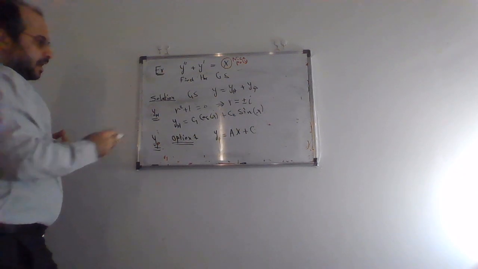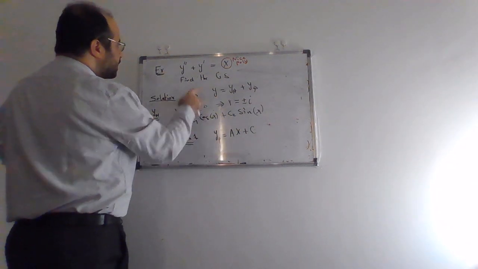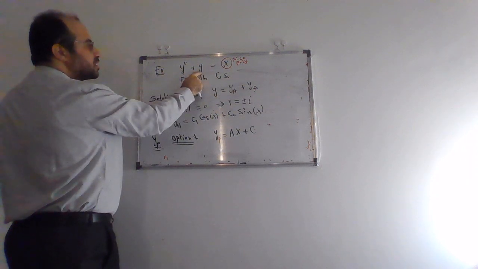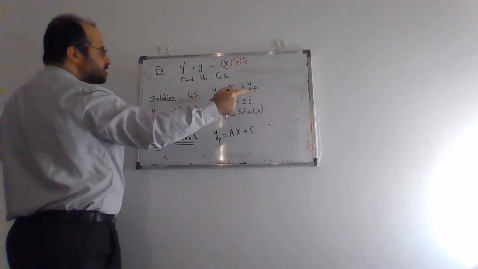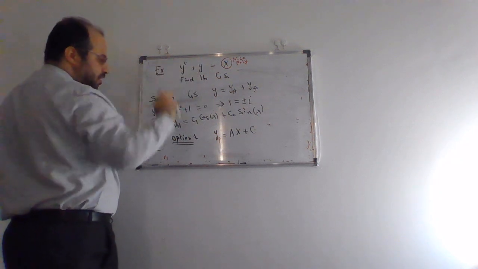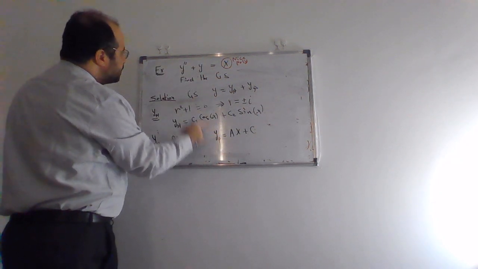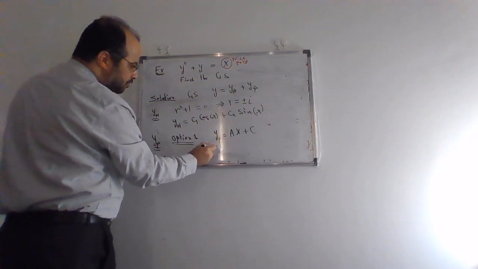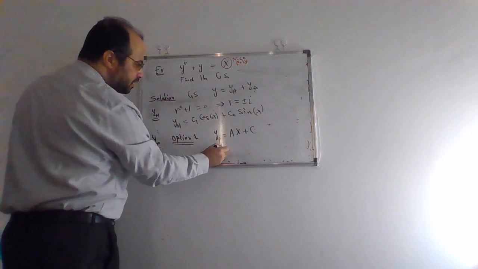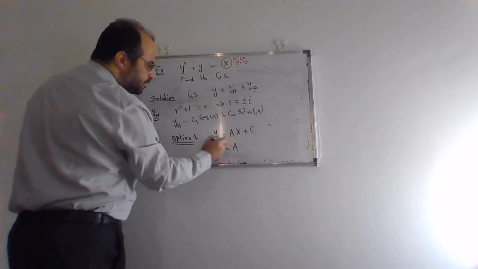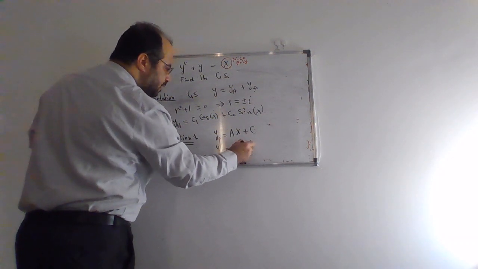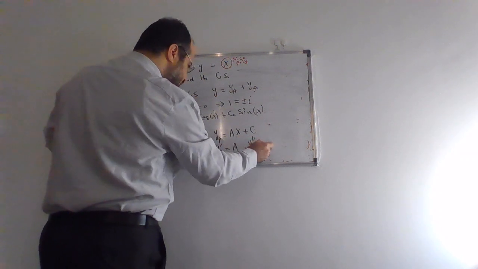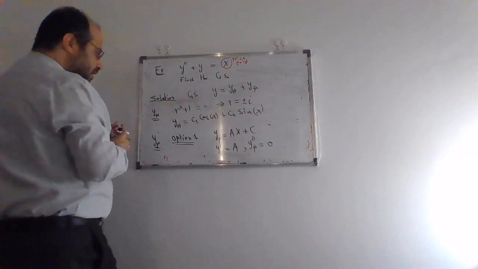Now you need to plug in. Sorry, this is not y prime, this is y. I'm just repeating the previous question. So now you need to plug in for y and y double prime: y particular prime equals a, and y particular double prime equals 0, and then you plug into the equation.